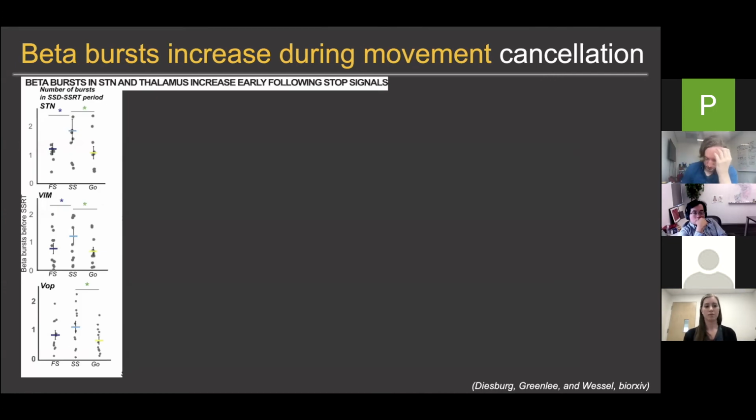Our main question, of course, was how do beta bursts in the subcortex relate to movement cancellation? So we quantified the total number of beta bursts between stop signal onset and stop signal reaction time. And we found that successful stops, shown here in light blue, on average contain a greater number of bursts during stopping compared to matched go trials, and in the STN and the VIM compared to failed stop trials as well.